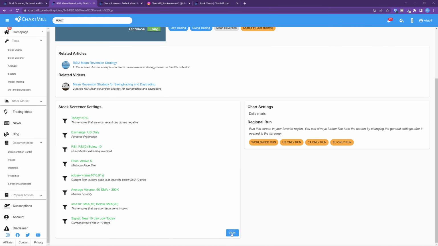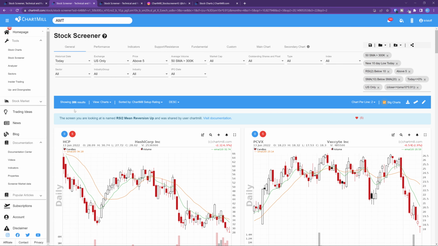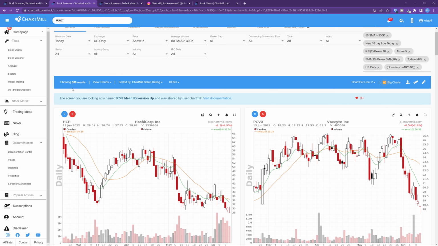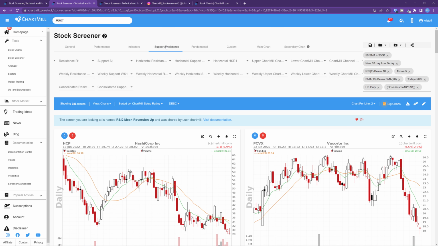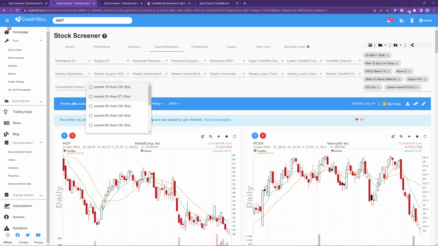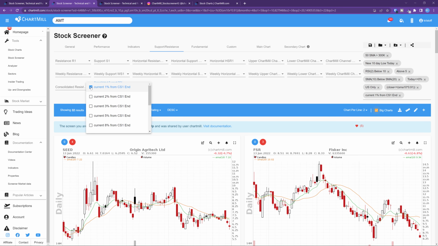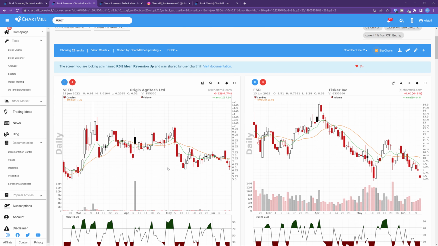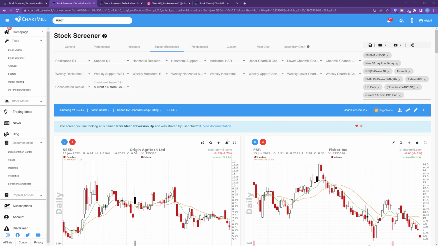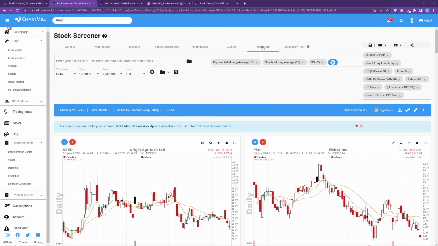So if you then hit the run button, again, we have just less than 400 results. And also in this case, I use the support and resistance step, consolidated support and resistance. In this case, we are looking for long setups, so current 1% from the consolidated support. And to make that support and resistance visible, I select the main chart.